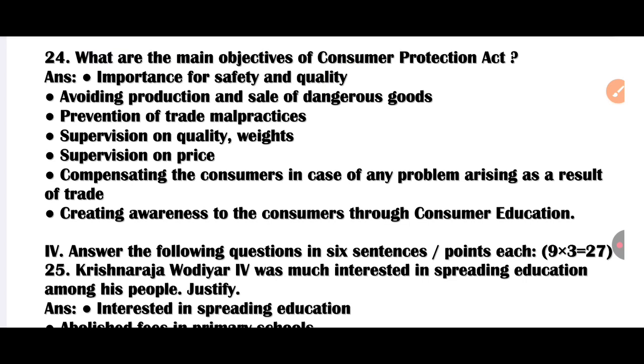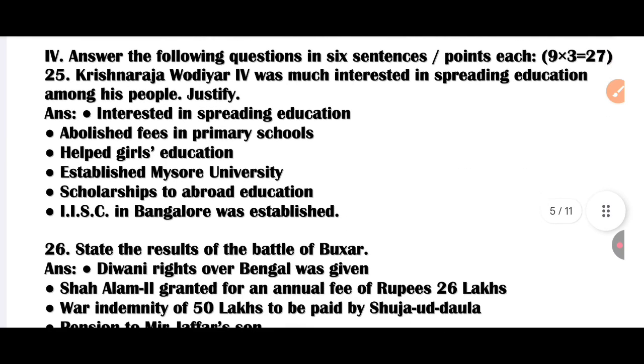Next question: what are the main objectives of Consumer Protection Act? Importance for safety and quality, avoiding production and sale of dangerous goods, prevention of trade malpractices, supervision on quality and weights, supervision on price, compensating the consumers in case of any problem arising as a result of trade, creating awareness to the consumers through consumer education. Next main question for 3 marks.